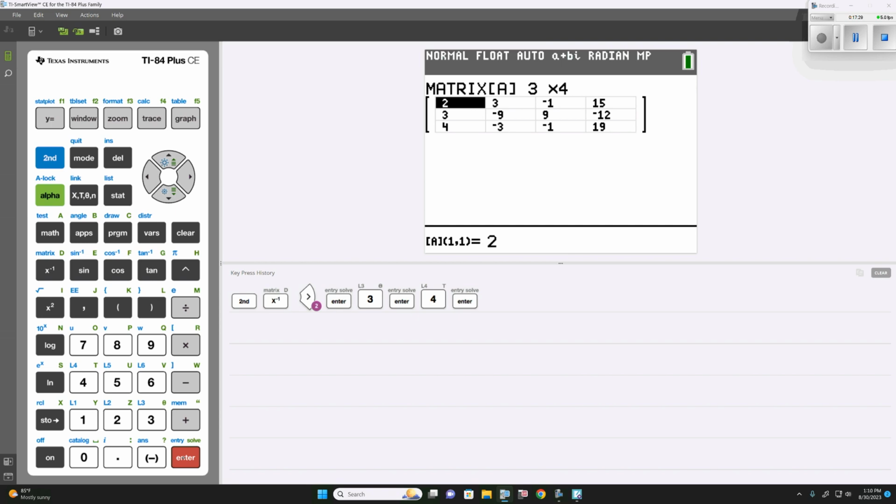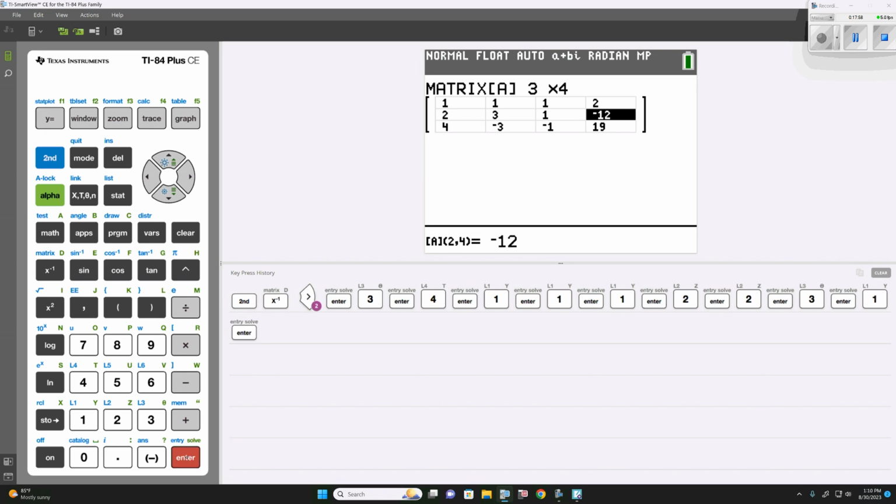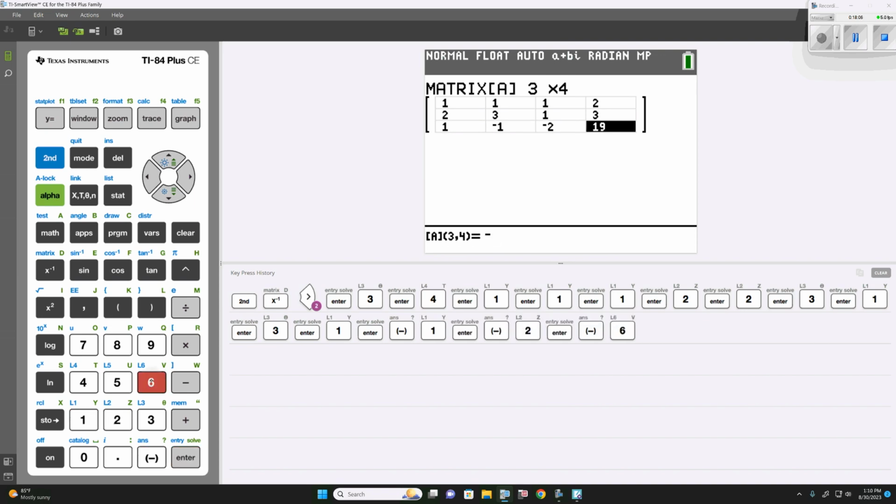Now we want to put the augmented matrix in. So our numbers for the first row were what? 1, 1, 1, 2. It may not show the whole matrix on your calculator. It probably will only show 3 columns and rows at a time, but if you keep moving over, it will give you space. Now we're going to fill the whole thing in. 2, enter, 3, enter, enter, 3, enter. 1, enter, negative 1, enter, negative 2, enter, negative 6.